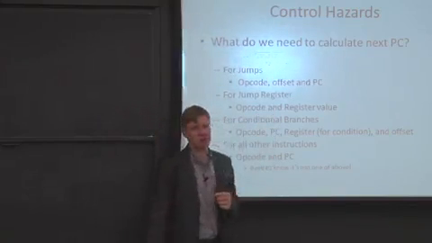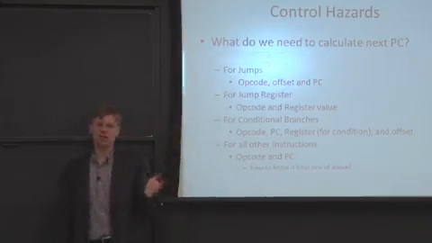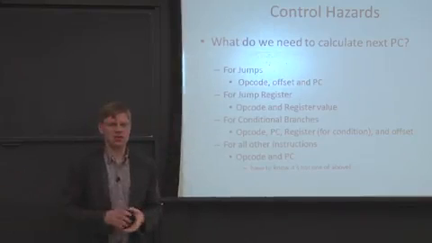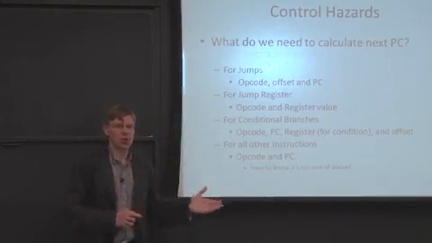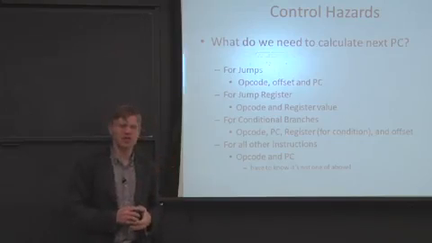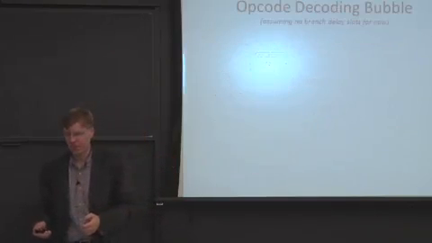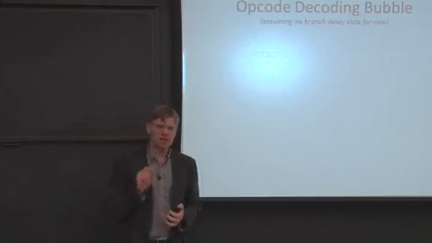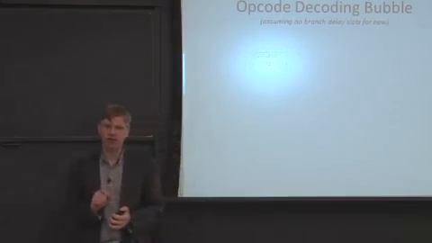Something like jump register is similar there. You're not going to know the destination until maybe once you've gotten to the execute stage, or possibly way, way at the end of the decode stage. So let's take a look at a basic control hazard.